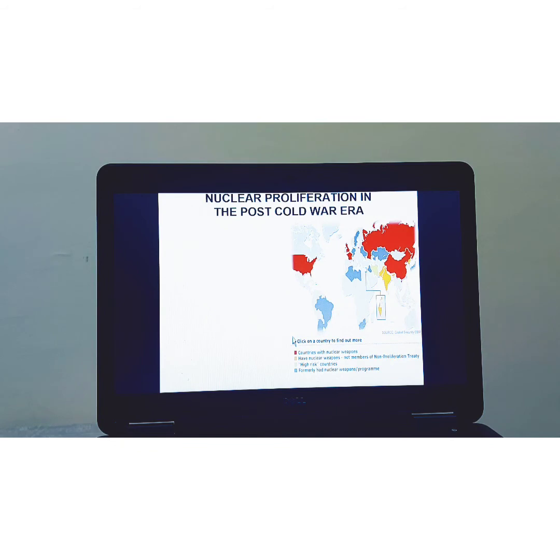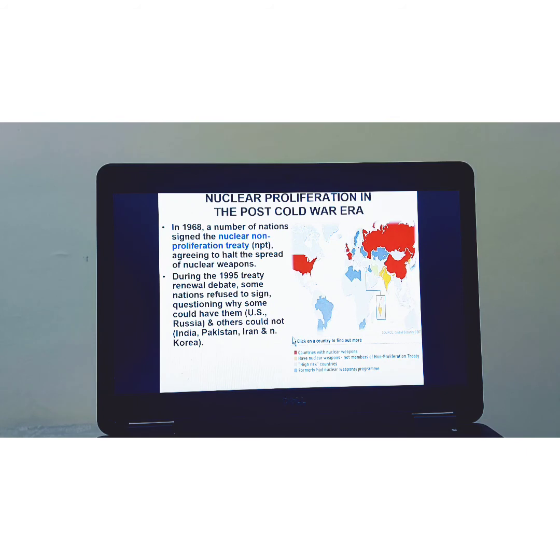Nuclear proliferation in the post-Cold War era. Click on a country to find out more. Red indicates countries with nuclear weapons, countries that have nuclear weapons but are not members of the Non-Proliferation Treaty, high-risk countries, and formerly high-risk nuclear weapons programs. In 1968, a number of nations signed the Nuclear Non-Proliferation Treaty (NPT), agreeing to halt the spread of nuclear weapons. During the 1995 treaty renewal debate, some nations refused to sign, questioning why some could have them, the US and Russia, and others could not, India and Pakistan, Iran and Korea.